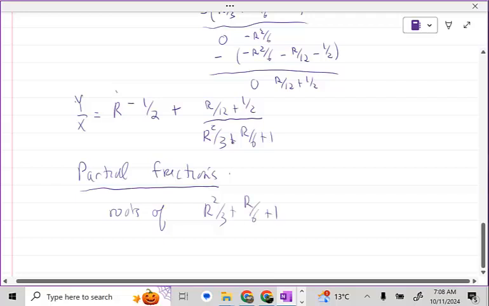All right, so let's not be afraid of complex numbers here. So we're going to look for negative b, which is 1/6, plus or minus the square root of b squared, which is going to be 1 over 36, minus 4ac, which is going to be 4/3. And then we divide that all over 2a. So that's going to be divided by 2/3.